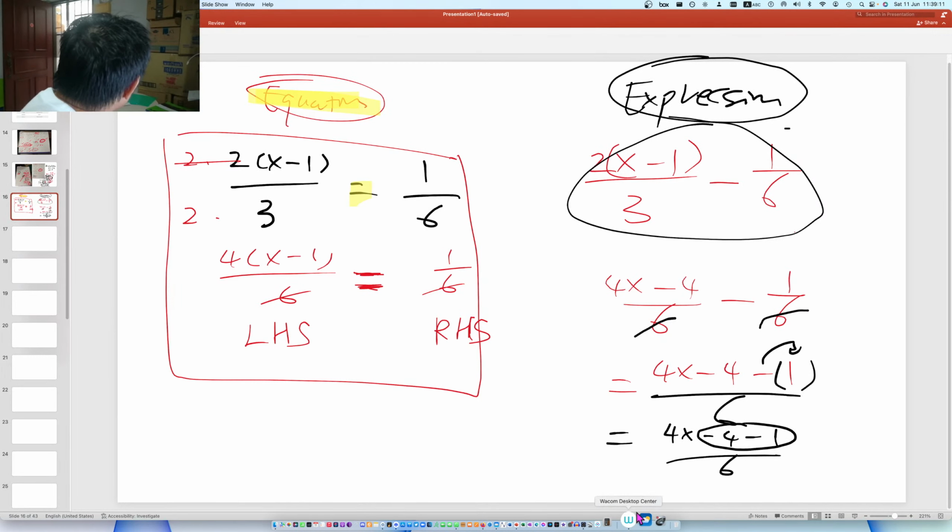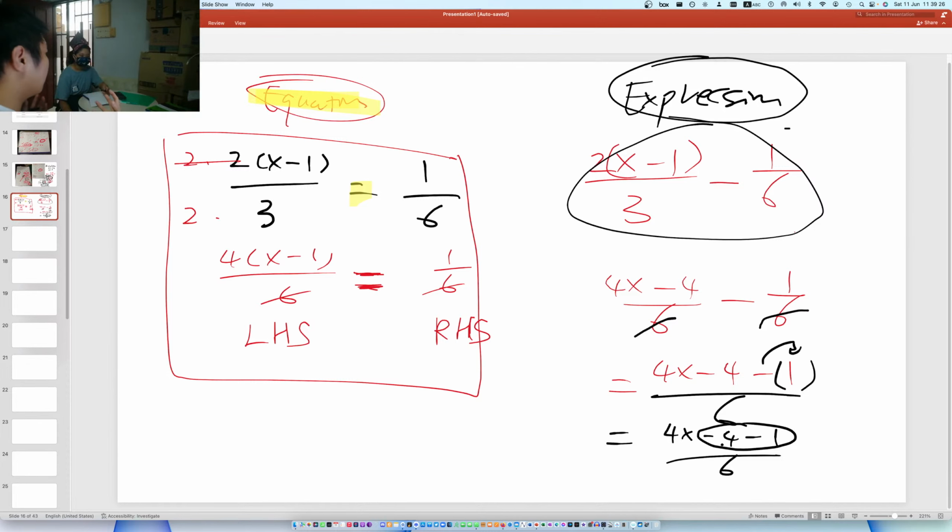What are you talking about? Can you see these are similar terms? Similar terms you can combine, right? Yeah. Then why you say cannot? Wait, so the whole key concept here is, first thing first, you need to differentiate equation and expression. You don't make this mistake again, okay? I don't want to see this mistake again.